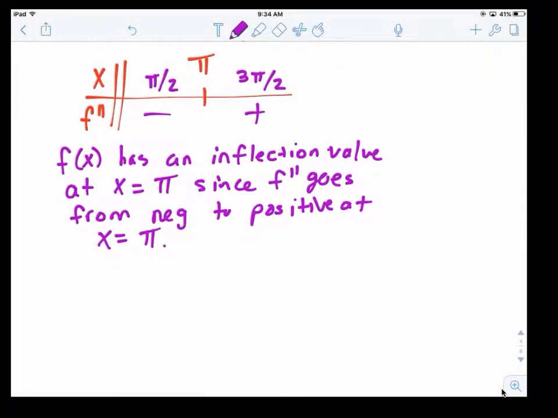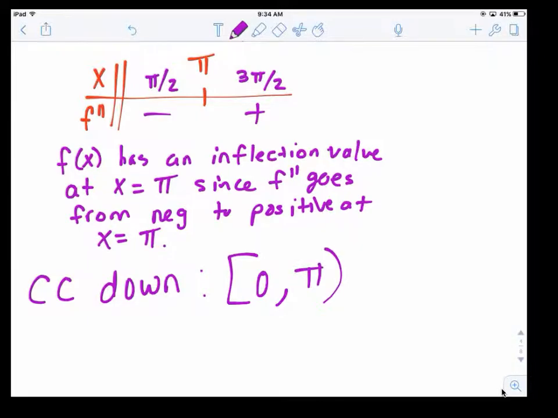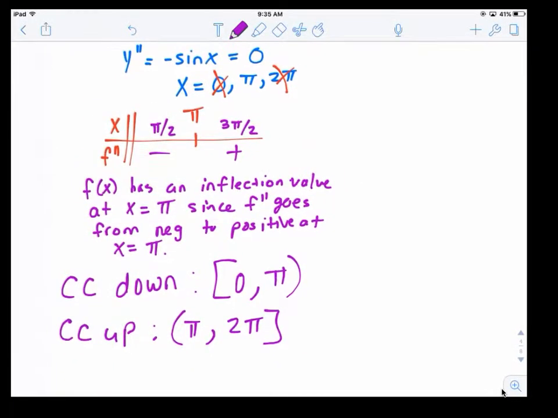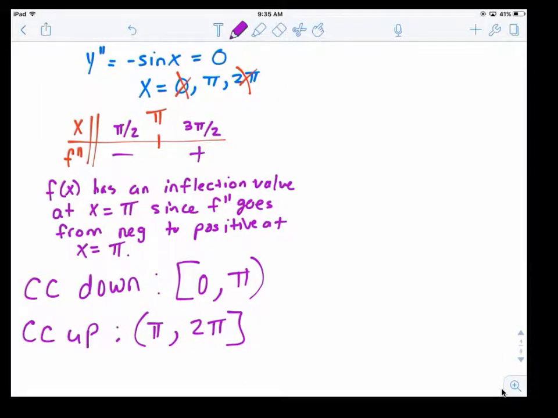All right, so we are concave down from 0 to pi, right? And then concave up from pi to 2 pi. Because that's where it changes from being concave down to up, so you can leave it as an open interval wherever it changes.